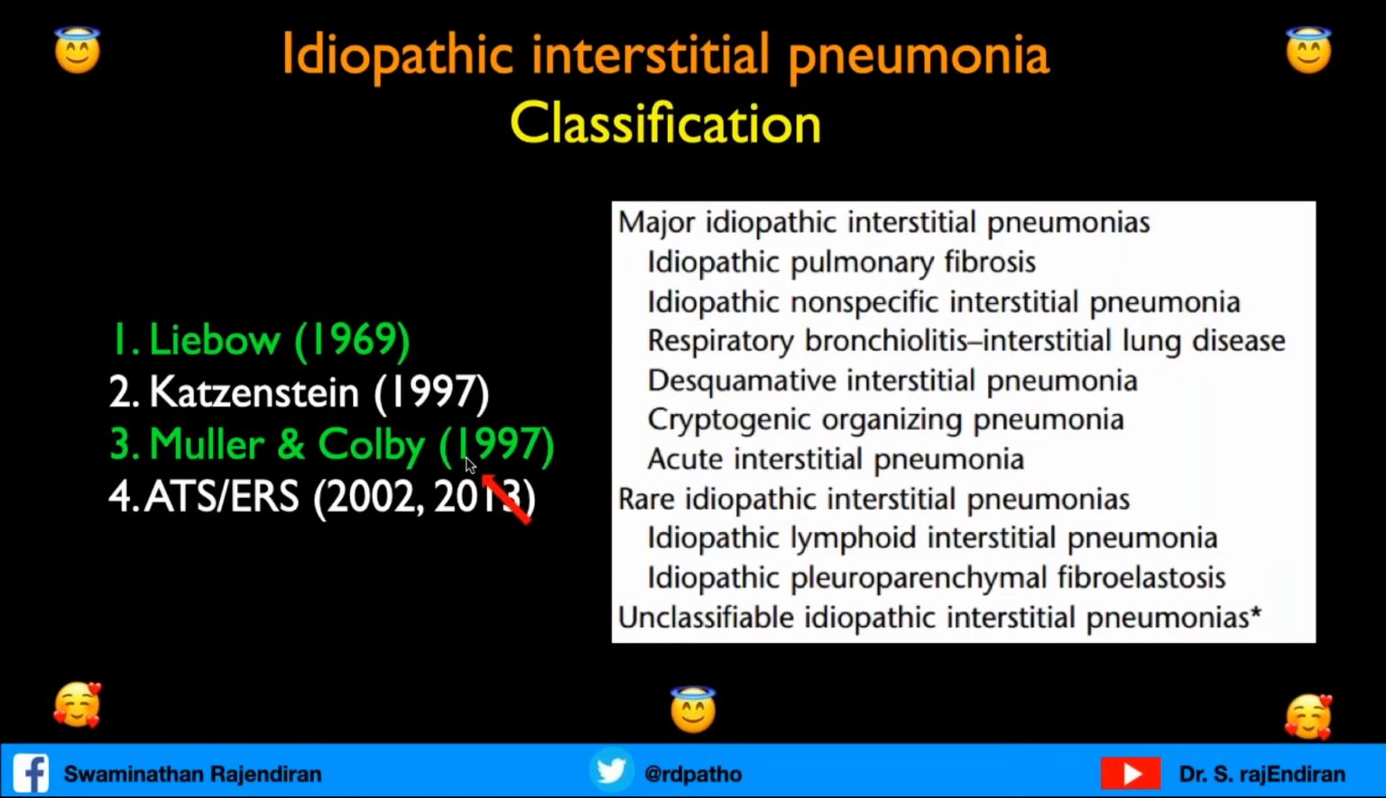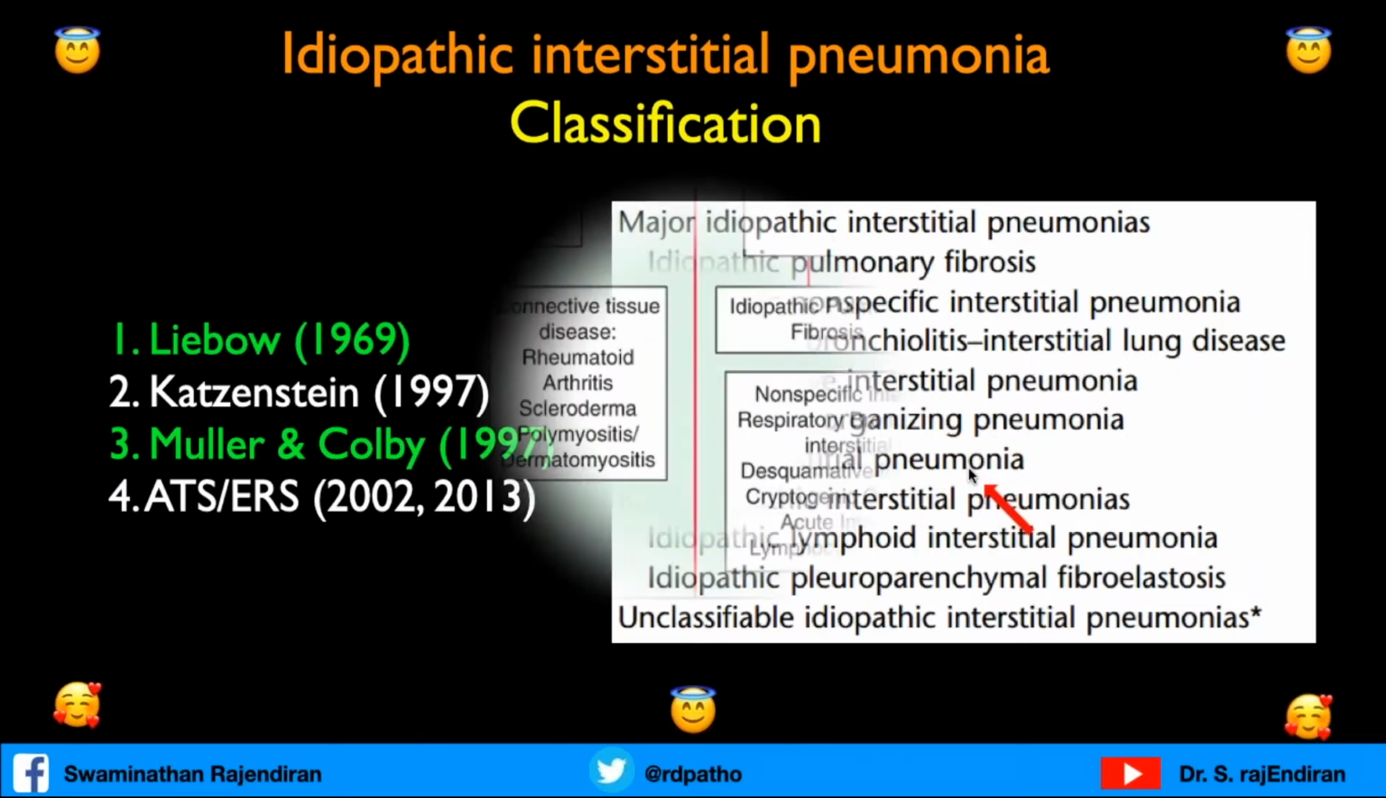The classification of idiopathic interstitial pneumonia, which we follow, is the ATS-ERS system: major idiopathic interstitial pneumonias, rare forms, and unclassifiable. The major ones are idiopathic pulmonary fibrosis or usual interstitial pneumonia, idiopathic non-specific interstitial pneumonia, respiratory bronchiolitis interstitial lung disease, which is associated with smoking, desquamative interstitial pneumonia, cryptogenic organizing pneumonia, and acute interstitial pneumonia.